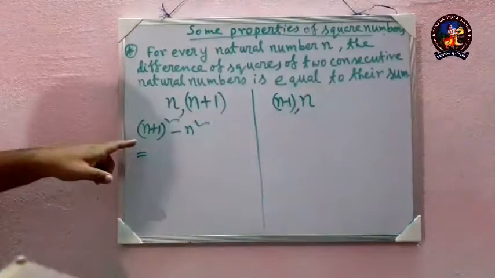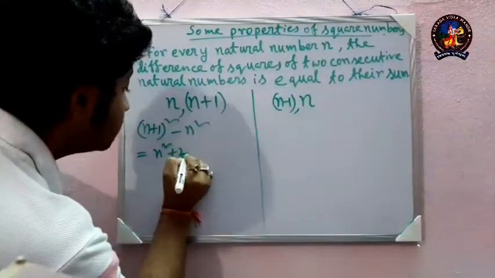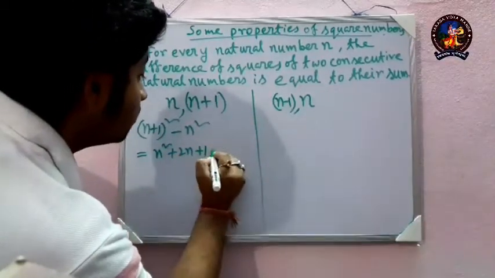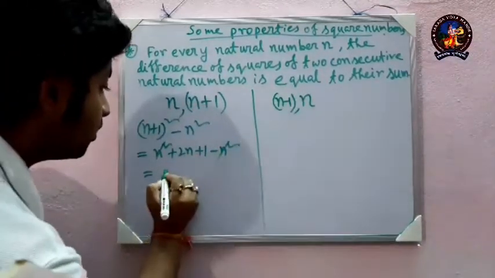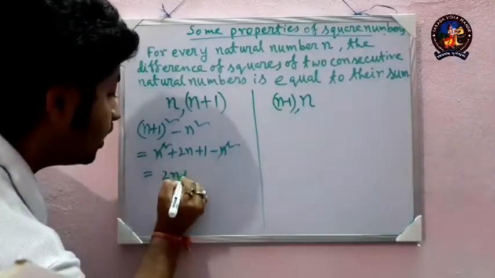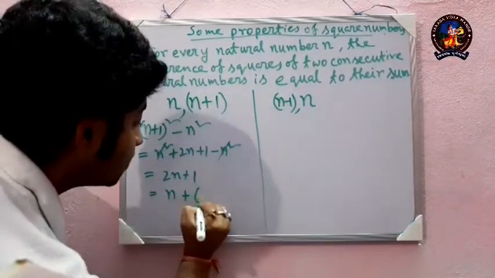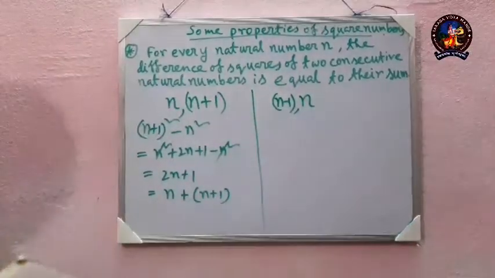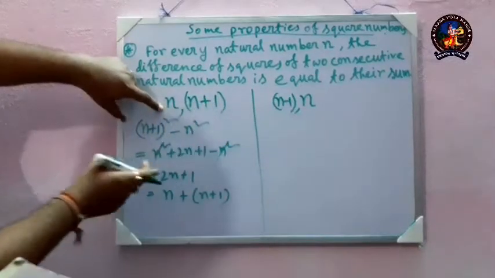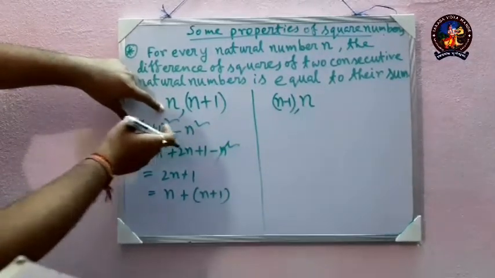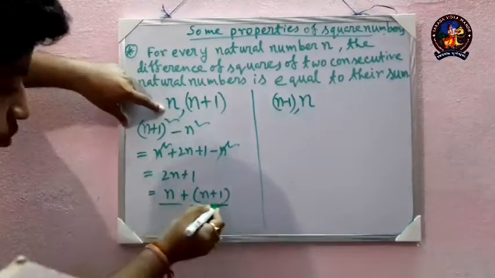Now I am implementing the (a plus b) whole square formula here. n square plus 2n plus 1 minus n square, that is 2n plus 1. I can write this in the form n plus n plus 1. So you can see I have taken the natural numbers as n and n plus 1, and now I have expressed the difference of their squares as the sum of those two numbers. Okay.